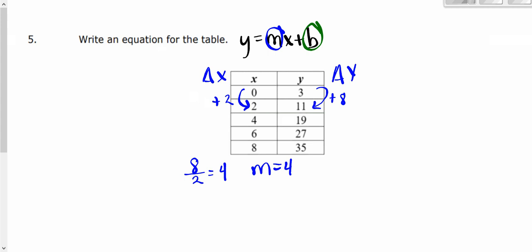My y-intercept is where x is 0, so my y-intercept is 3. So now as an equation, I have y equals 4x plus 3.